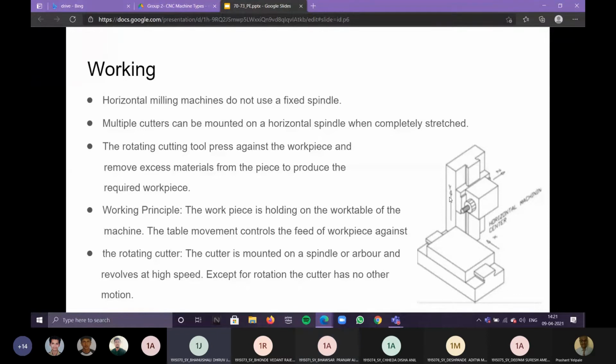The workpiece is held on the work table of the machine. The table movement controls the feed of the workpiece against the rotating cutter. The cutter is mounted on a spindle or arbor and revolves at a high speed. Except for the rotation, the cutter has no other motion.